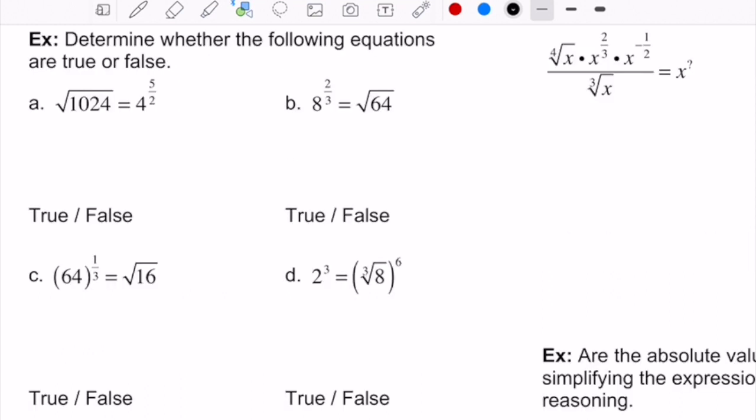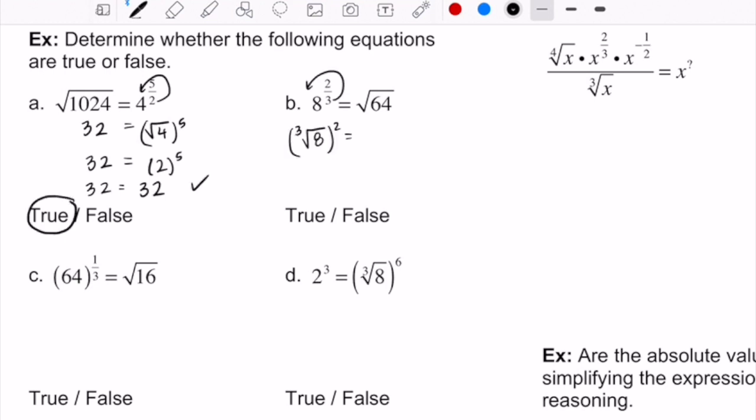The next example wants me to determine whether the following equations are true or false. So I'm going to simplify the left-hand side, simplify the right-hand side, and then I'll compare them to see if they're the same or if they're different. The square root of 1024 is 32. And then on the right-hand side, it becomes the square root of 4 raised up to the 5th power. The square root of 4 is 2, and then 2 to the 5th power gives me 32. So since these two numbers are equal, we would conclude that this one was true.